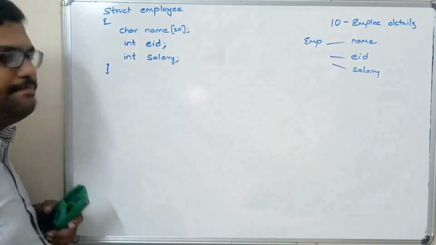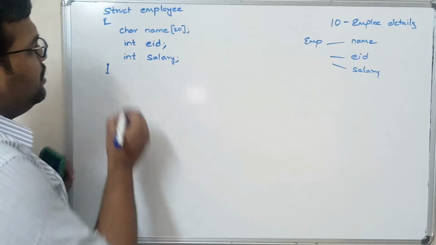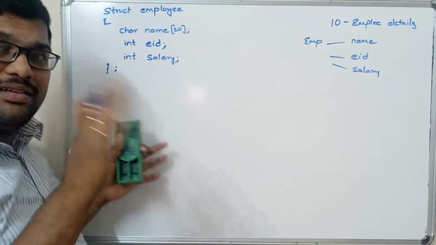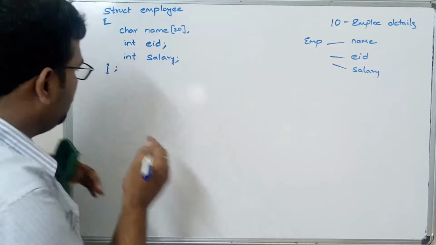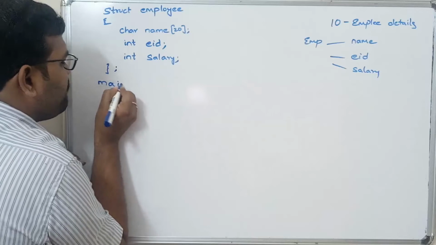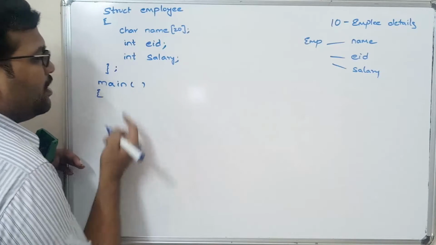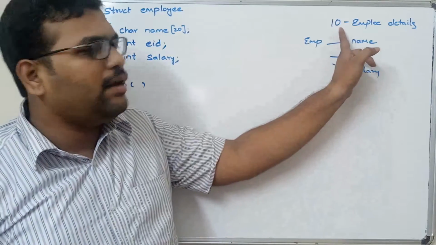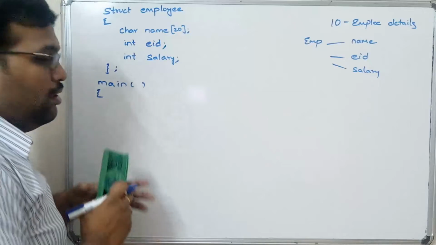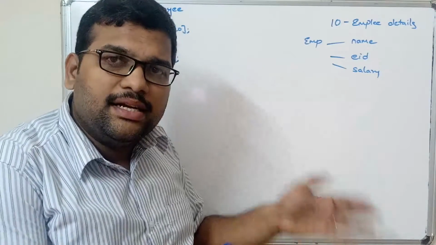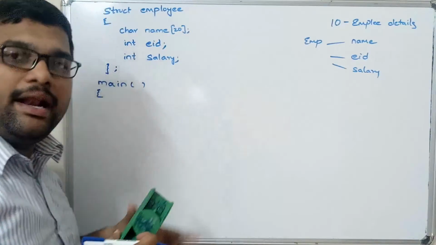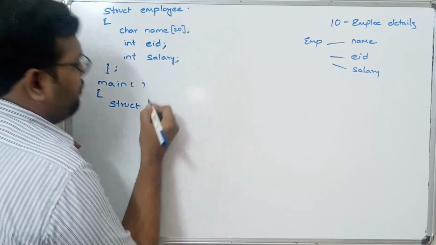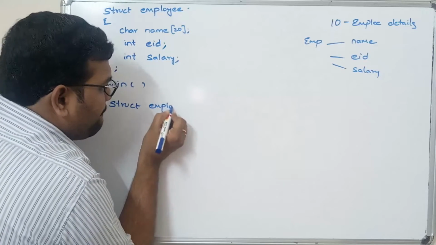So I am closing the structure. Now let us declare the structure variable inside the main function. In main, first declare the structure variable. Here I have to declare 10 employee details. Rather than declaring all the 10 employees separately, I will just replace it with an array. For the declaration we have to use the tag name employee: struct employee.